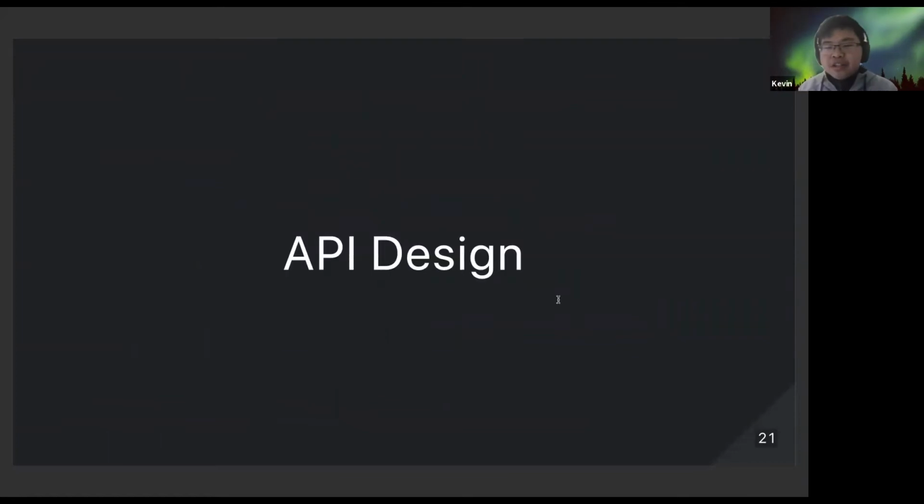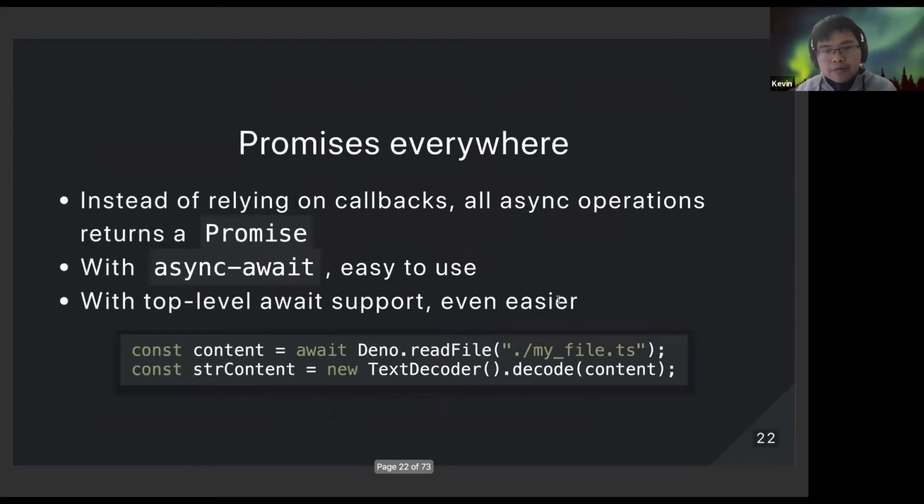Another thing that's really different from Node is the API design of Deno. The principle is promises everywhere. So instead of relying on callbacks, all async operations now return a promise. This is one of the regrets that Ryan explicitly mentioned in his original talk on Deno, and this idea hasn't really changed. We just follow this idea.